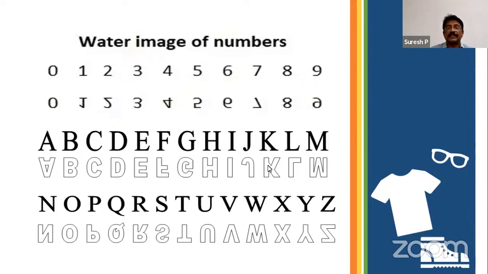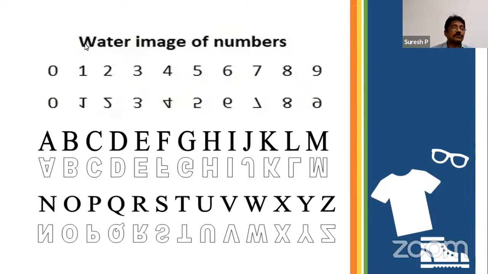These are the different images, which is in the form of, of course, water images. So you have to observe it. So very important, students. A very important thing is that the mirror image is different from the water image. So you have to carefully observe.